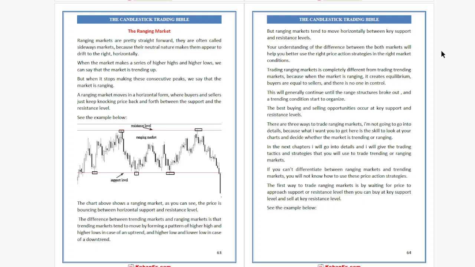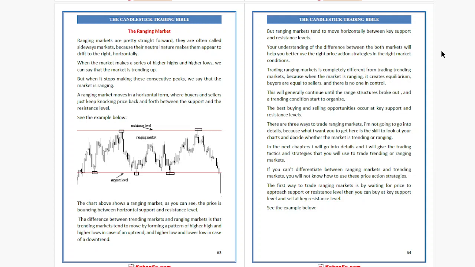Your understanding of the difference between both markets will help you better use the right price action strategy in the right market condition. Trading ranging market is completely different from trending market, because when the market is ranging, it creates equilibrium: buyers are equal to sellers, and there is no one in control. This will generally continue until the range structure breaks out and a trending condition starts to organize. The best buying and selling opportunities occur at the key support and resistance levels.